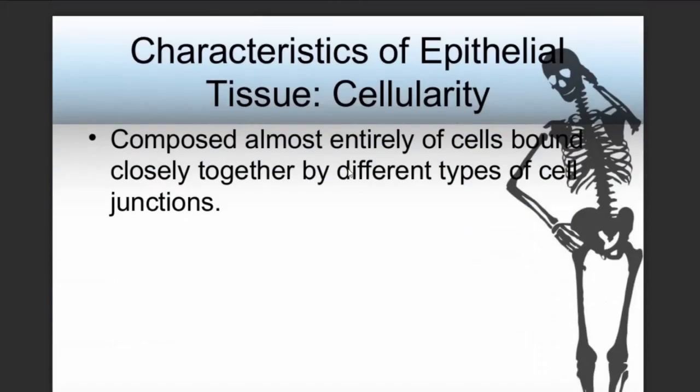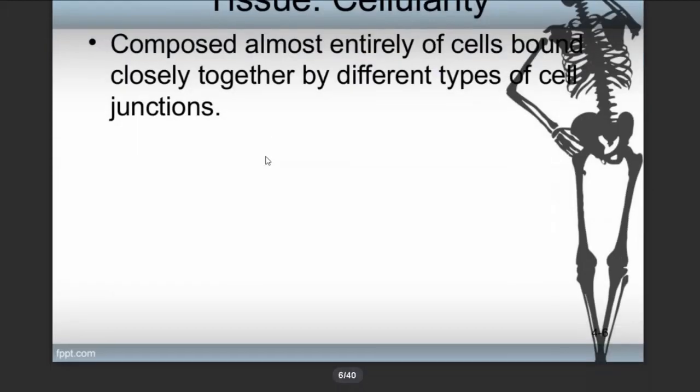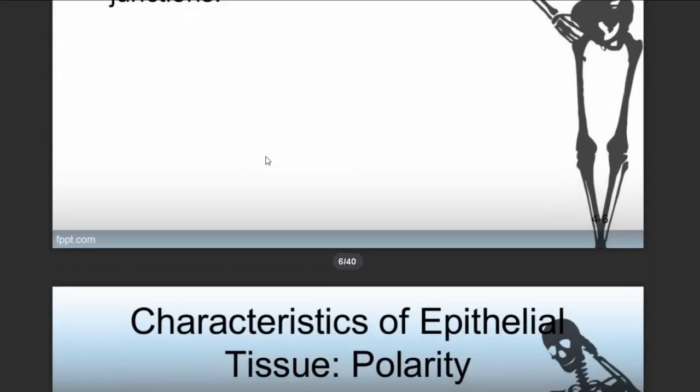Further, characteristics of epithelial tissue on the basis of cellularity. It is composed almost entirely of cells bound close together by different types of cell junctions. This means epithelial cells are connected to nearby cells with different types of cell junctions. We will learn about these cell junctions in upcoming lectures.